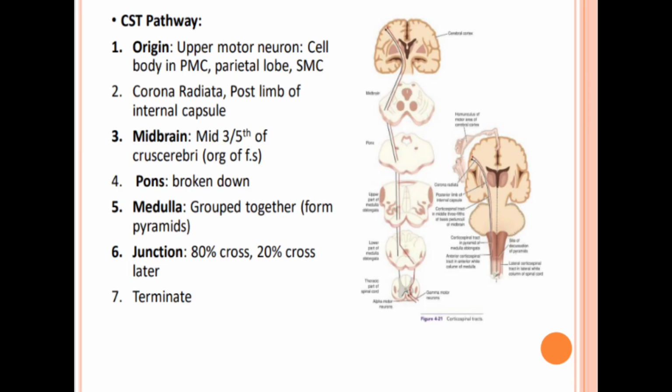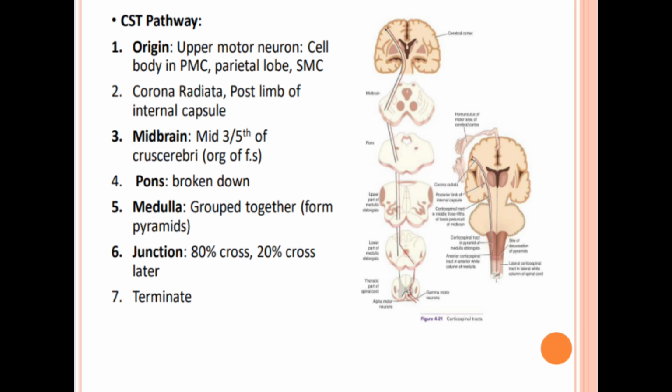Now let's talk about the whole route of the corticospinal tract. As we have already discussed the origin of the corticospinal tract, let's move ahead. When they arise from the pyramidal cells of the fifth layer of the cerebral cortex, all of them converge into the corona radiata and then pass through the posterior limb of the internal capsule. Now when they descend through the brainstem, some special and important events take place, so you should remember them.